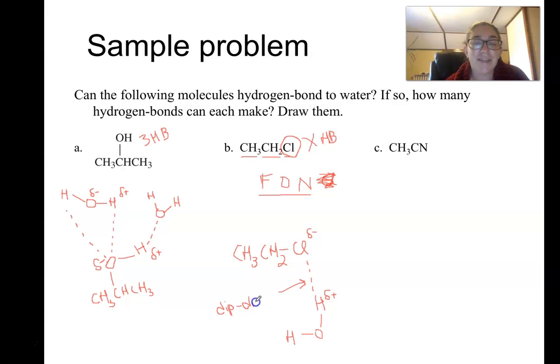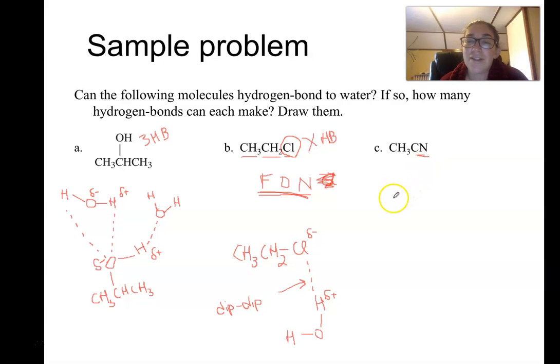All right, because it doesn't meet the definition of a hydrogen bond, because that electron hog there is not an F, O, or N specifically. Okay. And then the last one here, we've got CH3CN. Do we have an F, O, or N? Yes, we do. We have an N, a hog here.